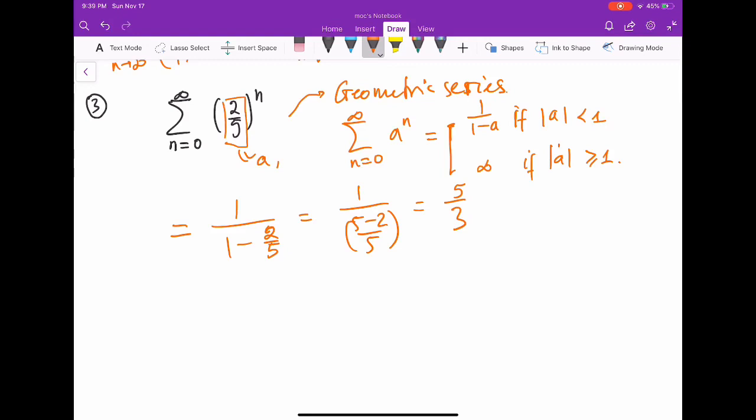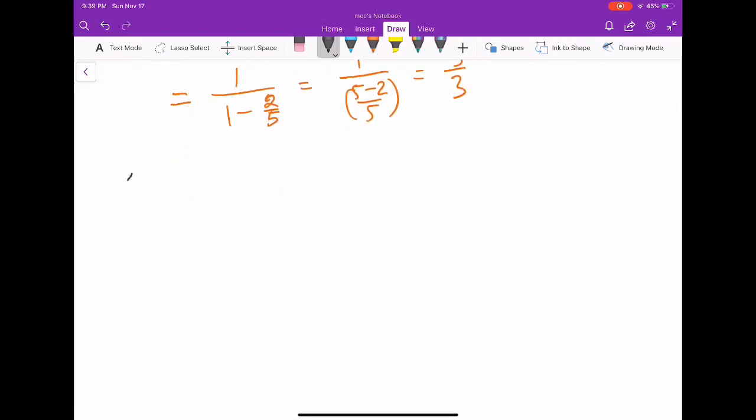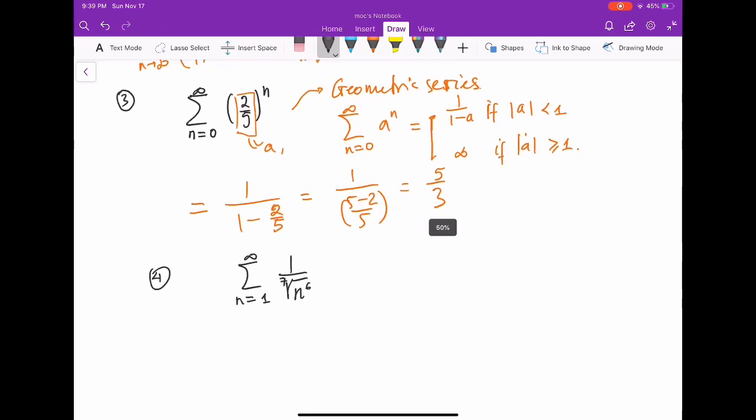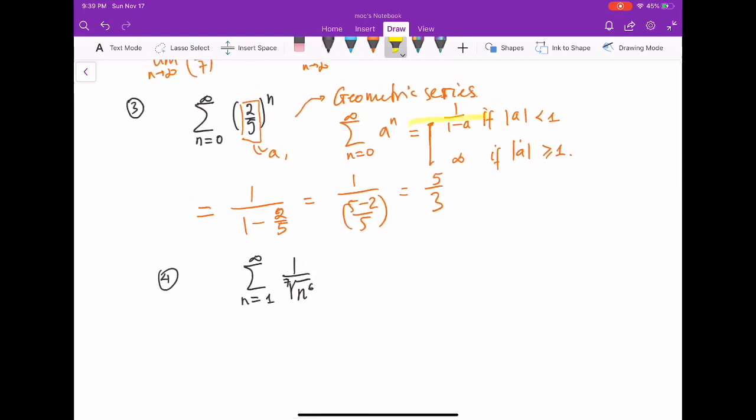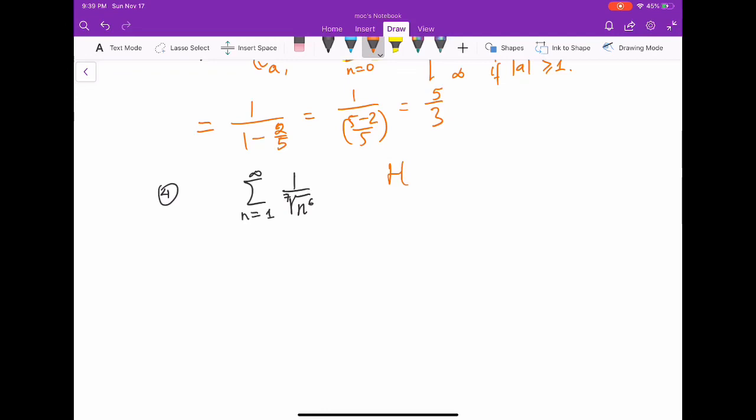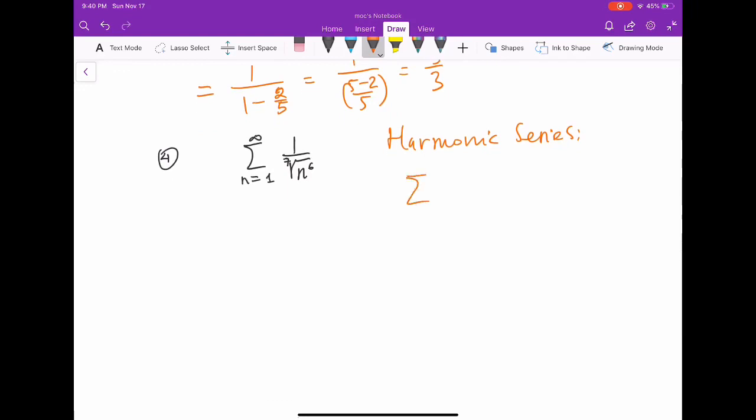Let's move to the next example. Example 4. Let's consider whether the following series converges or diverges: the sum of the 7th root of n to the 6th, n going from 1 to infinity. All right, in this topic we have two basic series. The first one is the geometric series, that's what we did in the previous example. And the second important series is the harmonic series. How does it look? A series 1 over n to the p, n from 1 to infinity.